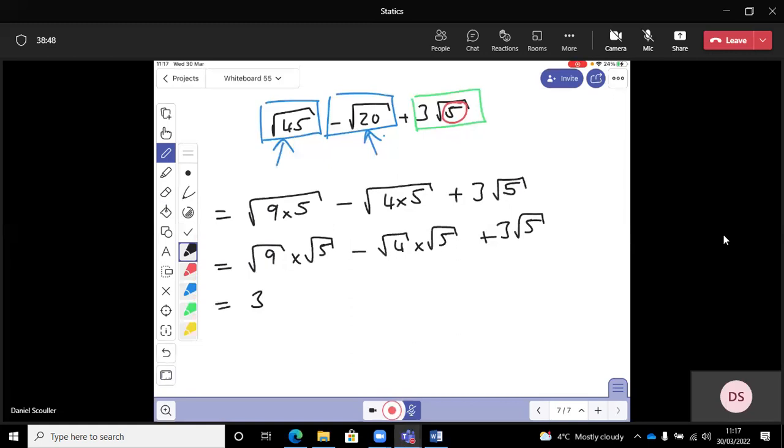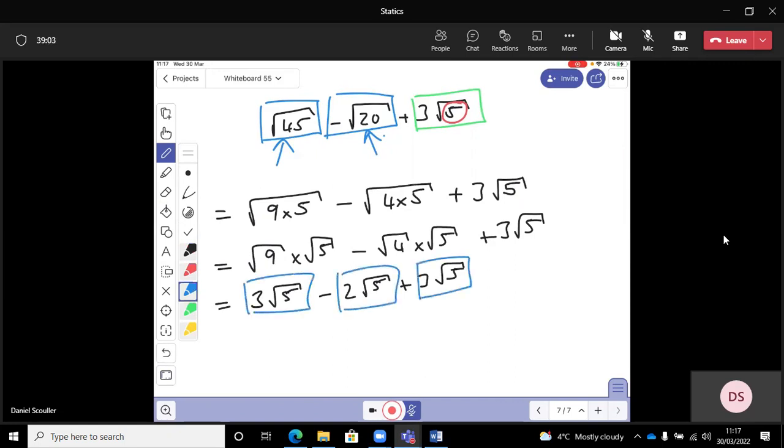That root 9 simplifies down into 3, root 4 simplifies to 2. Now we've got root 5, root 5, root 5. They are like terms, so you can add them as normal. Okay, so we're going to be 4 root 5. 3 minus 2 plus 3. That's it.